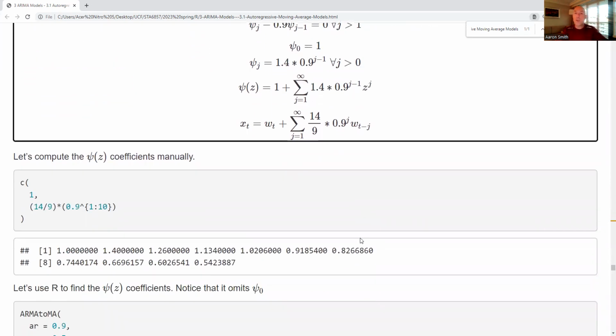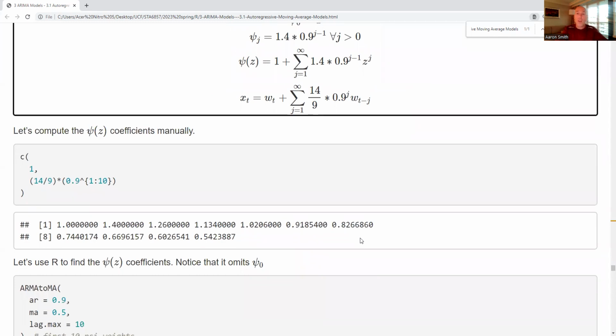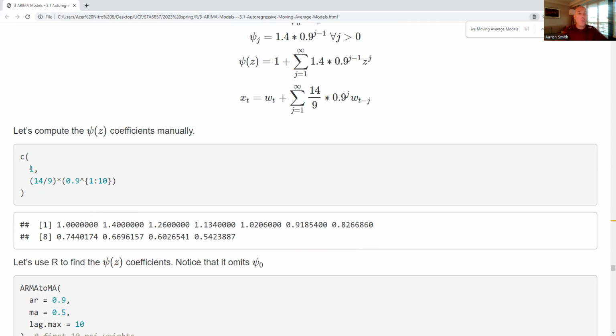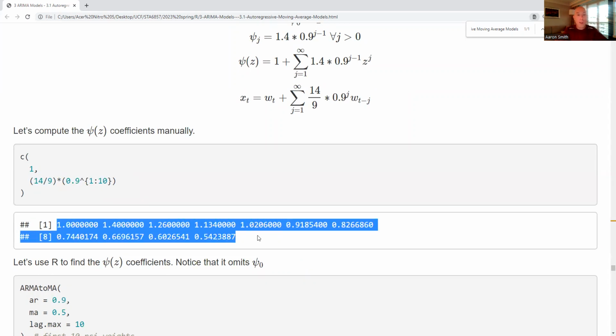All right, so now I'm going to use the equation I just discovered here to compute the values and get the coefficients. And so here, I know that I have a constant of 1. And now here is the equation of 14 over 9 times 0.9 to the exponent. And I can see the values. R is computing it out for us.